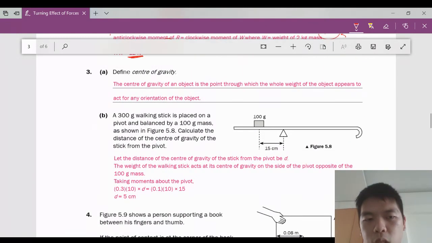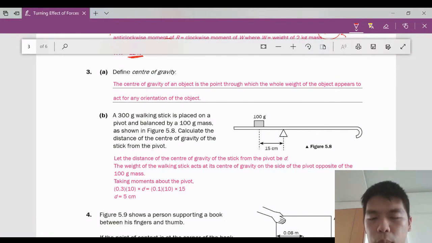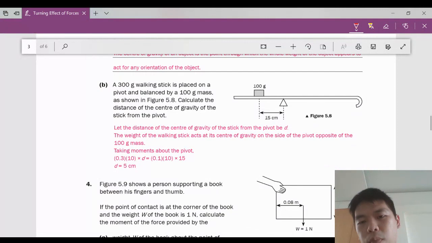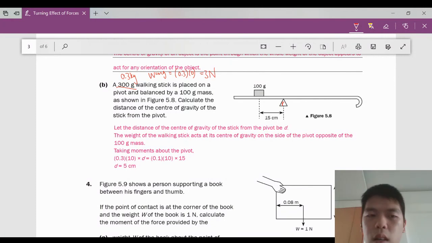Alright, let's look at question 3. Define center of gravity. Center of gravity of the object is the point through which the whole weight of the object appears to act for any orientation of the object. So that's the definition. Let's look at part B. There's a 300 gram walking stick. It's placed on a pivot. So this is the pivot P. It's 300 grams. Well, we know that this is 0.3 kg, or W equals mg. This will give us 0.3 times 10, which will give us 3 newtons. Okay, I'm doing this so that it's easier for us to get information later.